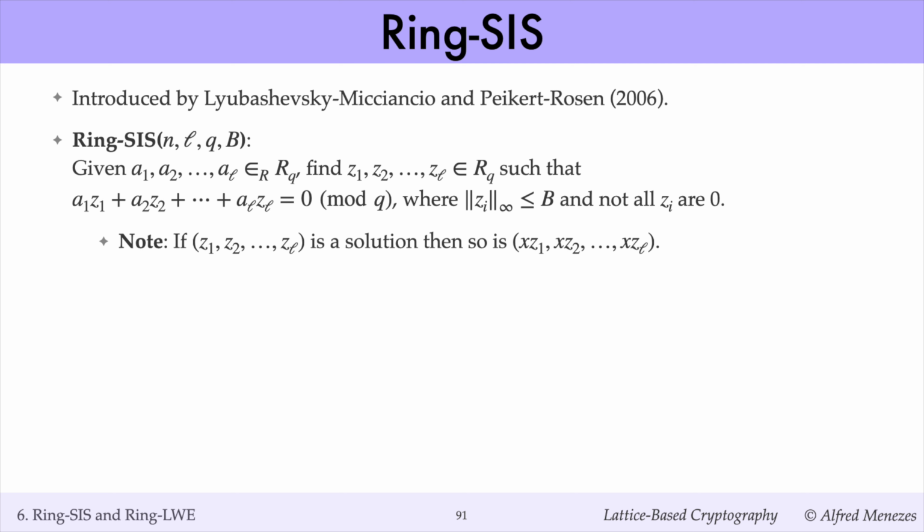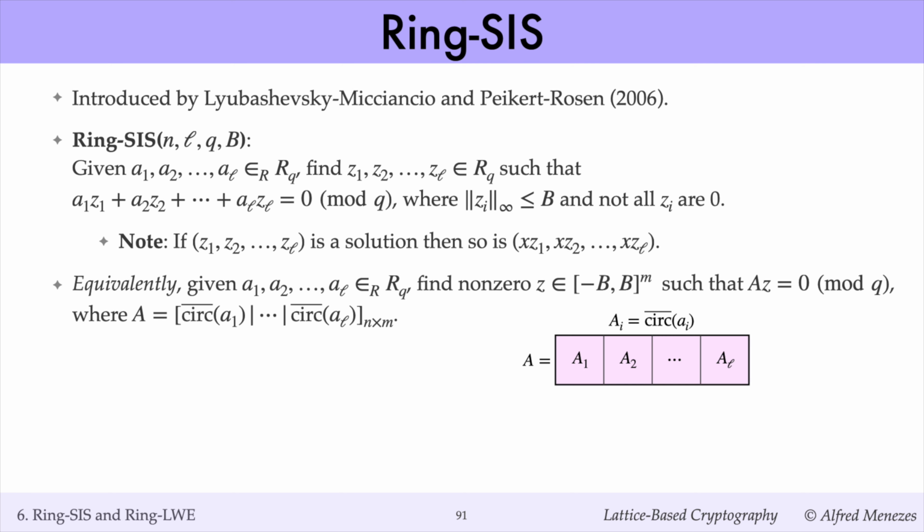Note that if we have one Ring-SIS solution, then we can get some more solutions by multiplying the components of a solution by x or minus x. In this way, one solution produces up to 2n minus 1 other solutions.